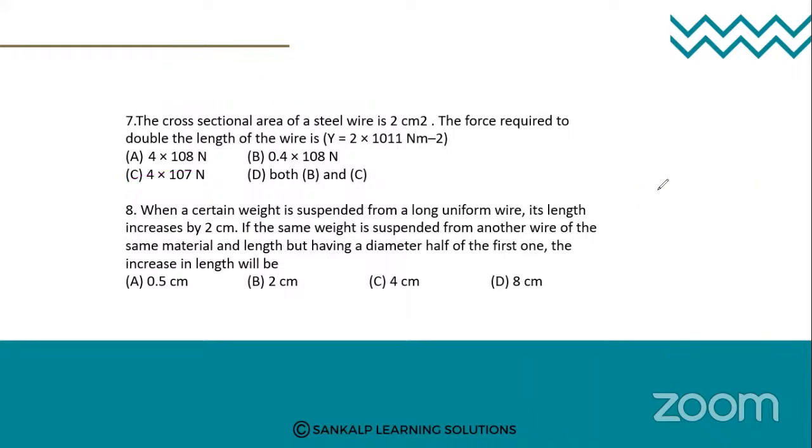See what they are asking in the question here, students. When a certain weight is suspended from a long uniform wire, you can imagine the wire with some weight suspended from it. Its length increases by 2 centimeter. If the same weight is suspended from another wire of the same material and length, but having a diameter half of the first one, so if the diameter of the first wire is d, the diameter of the second wire is d by 2. The increase in the length will be 0.5 centimeter, 2 centimeter, 4 centimeter, or 8 centimeter.